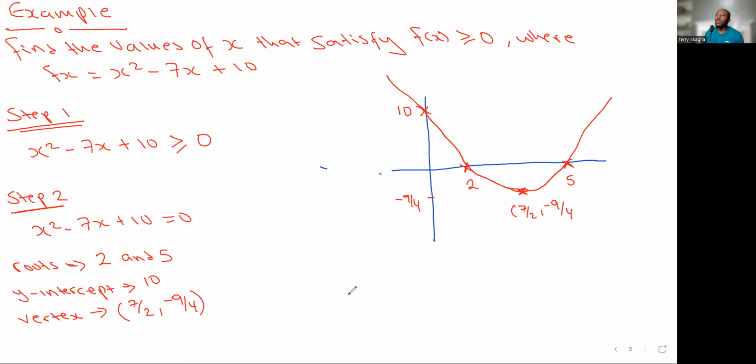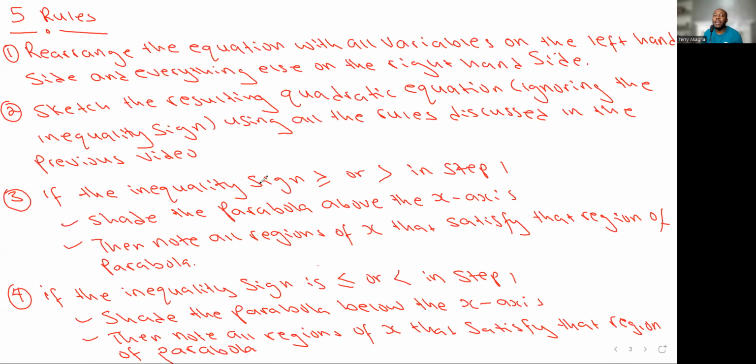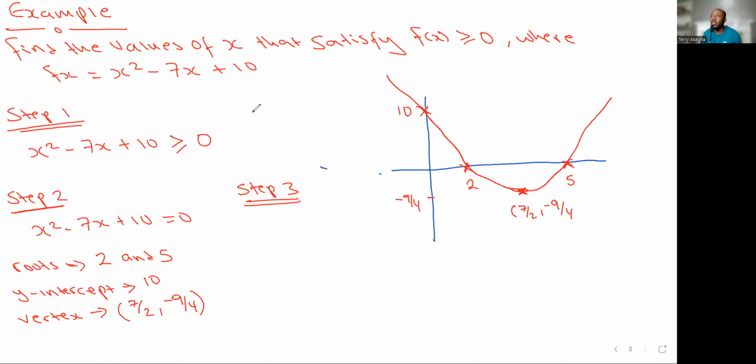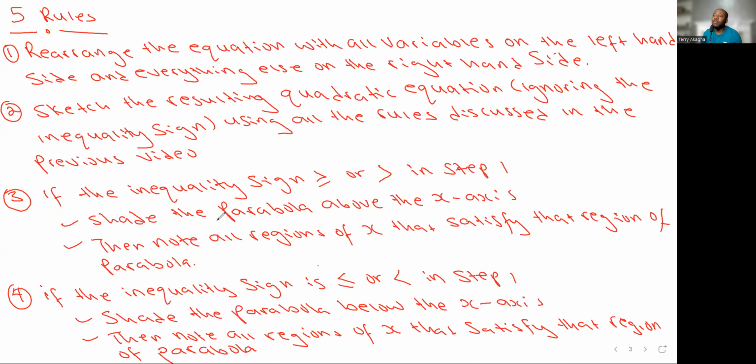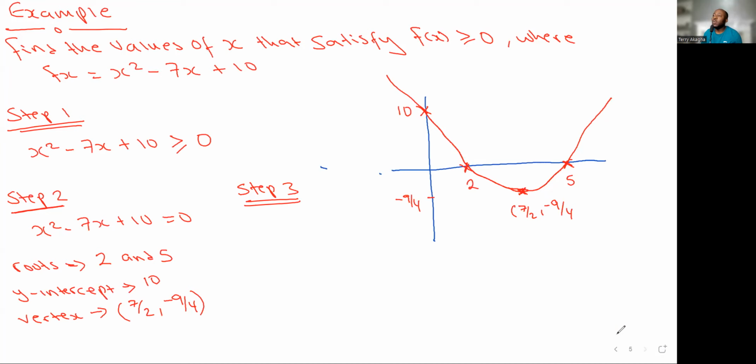But we now have to go to step 3. Step 3 said, if the inequality sign is greater than or equal to, or greater than, and if you look at this, for instance, this is also a greater than, then you have to shade the parabola above the x-axis. So we're going to shade the one above. This is the x-axis. So the solution is going to be on this line here. Are you seeing it?